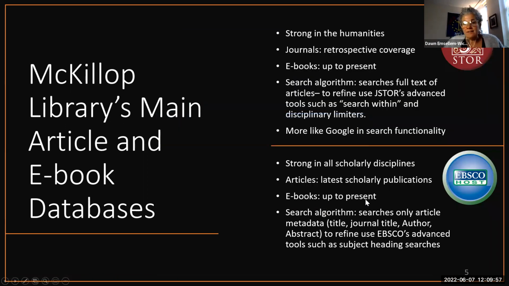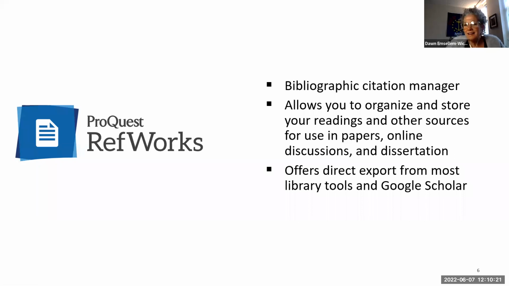Ebsco, on the other hand, searches only within the title, author, journal title, and abstract or summary of the article, which means that your results are more relevant, but it's a bit finicky about what words you put in there. So you have to be very choosy and really get at the meat of your research question and only put those words in Ebsco.